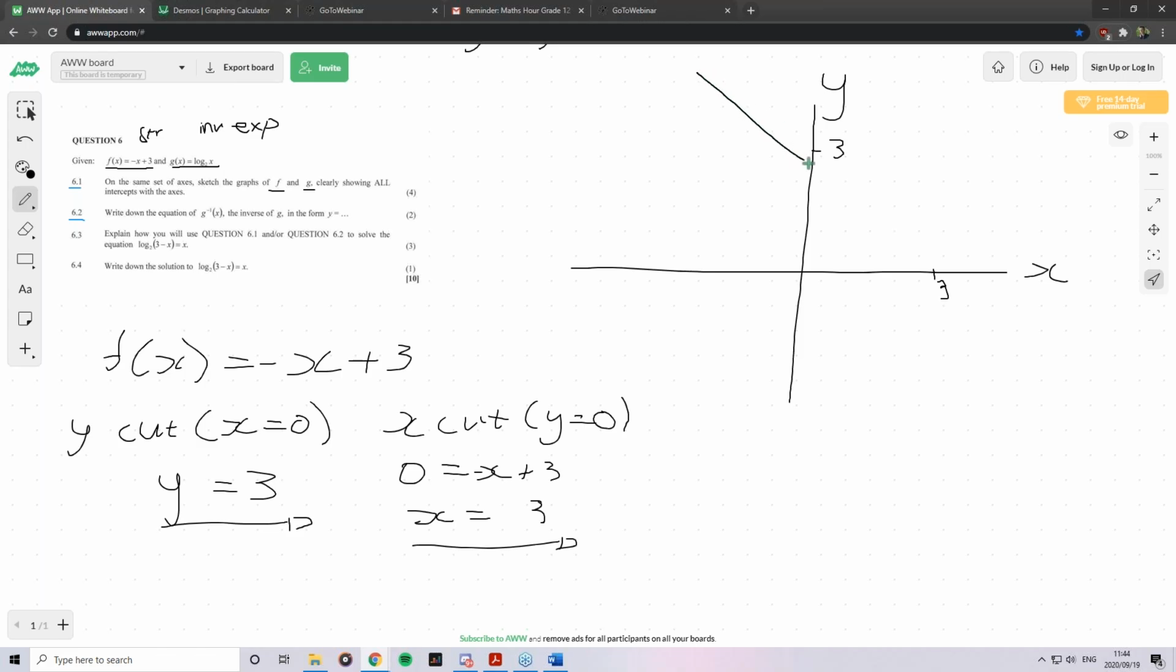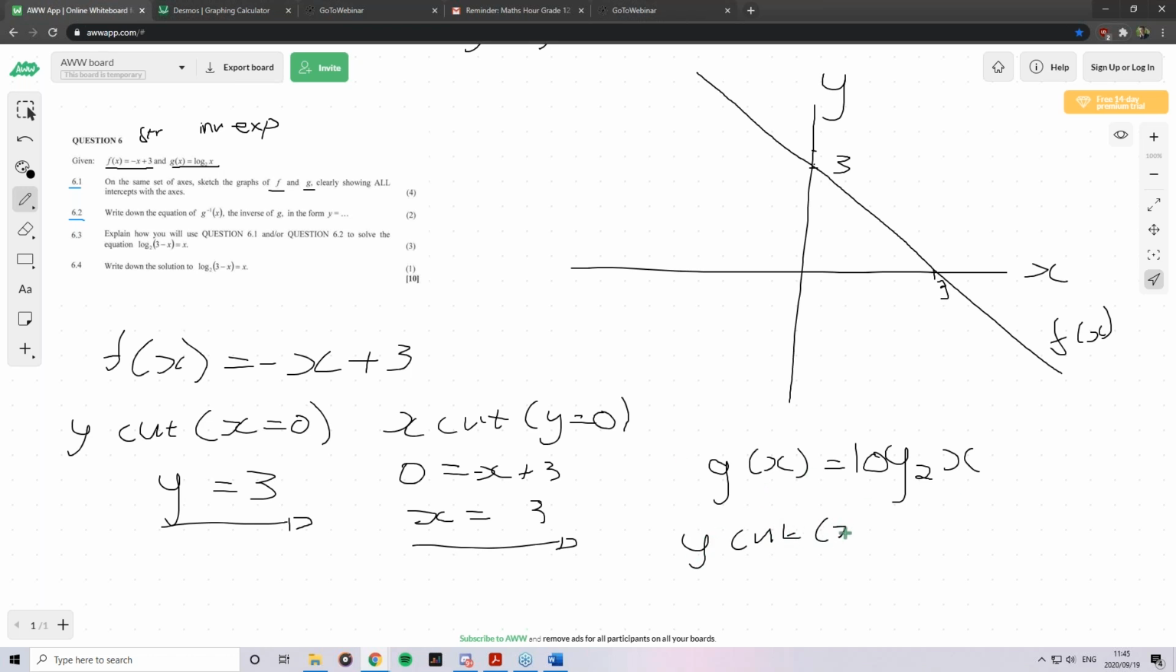So I can draw my axes, x and y, and f of x cuts the y-axis at 3 and the x-axis at 3. Right, so this is my f of x. Now, g of x is equal to log base 2 of x. There are two methods you can do. You can either find the original and then deduce what the points are by calculating the opposite. But what I like to do is just use this as a function. I say y cut, x equals 0.